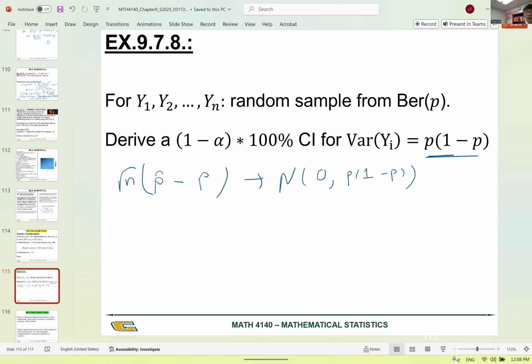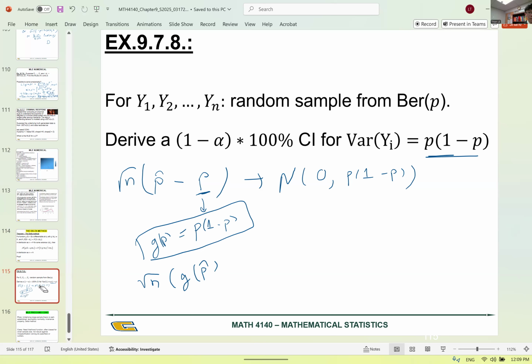Now your goal is that you don't want this; you want P(1 minus P), which is your function g, the variance. So if I do a delta method here, g of P hat, I will have the CI for P(1 minus P). So check the G, I just plug in here.